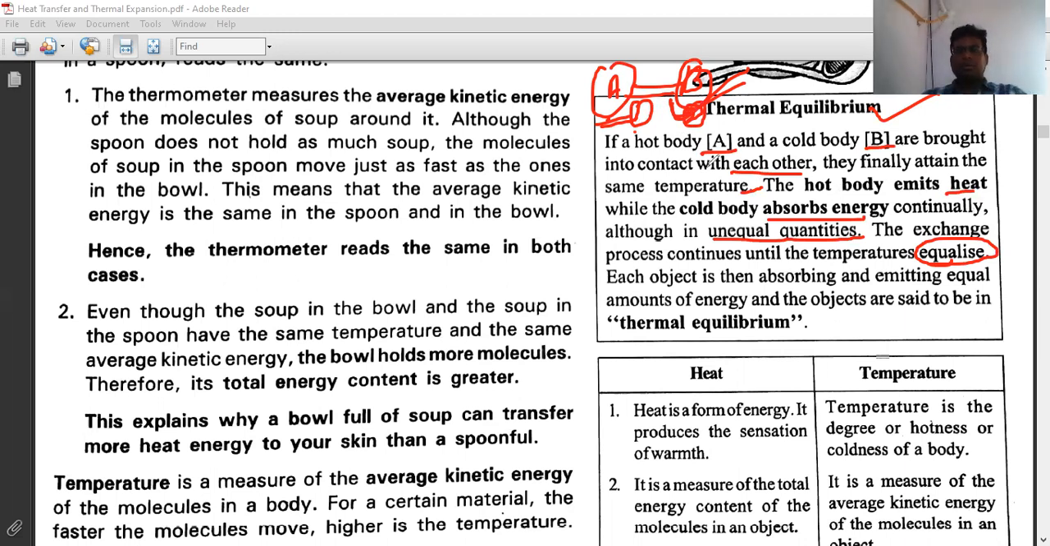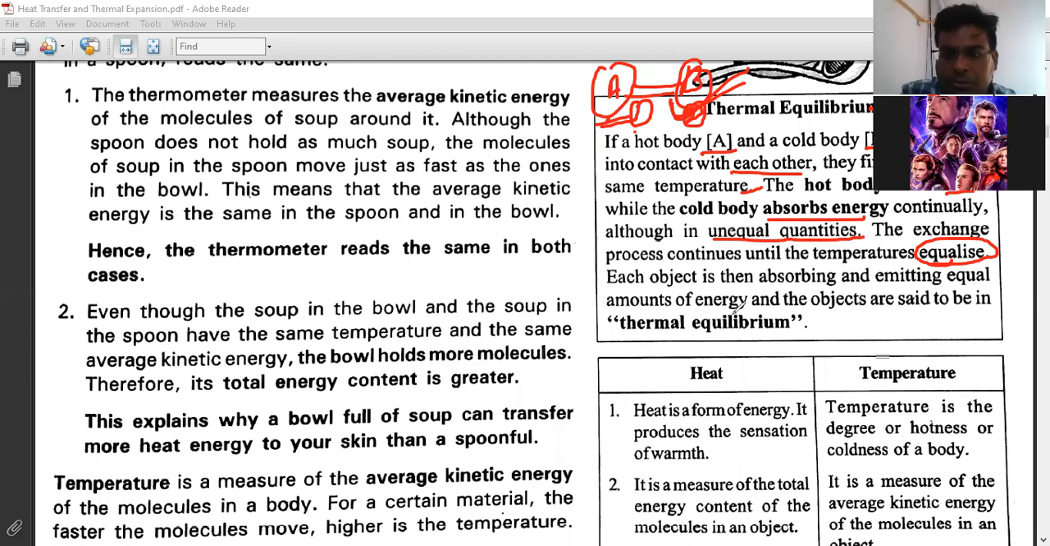Because A is having higher temperature and B is So having can you lower hear me? temperature. Yes. Sir, my net had gone. I left the meeting. Okay.